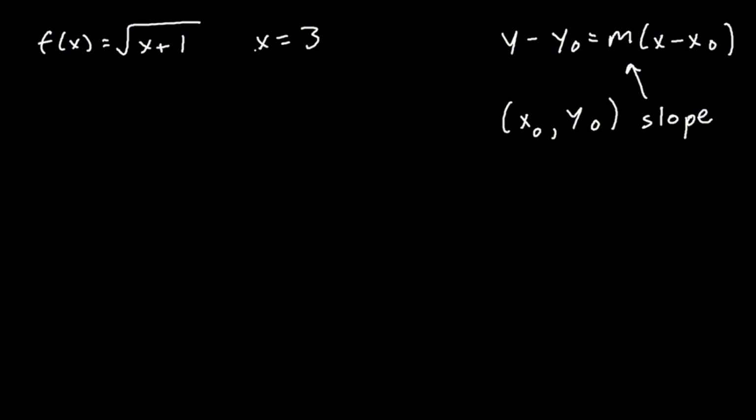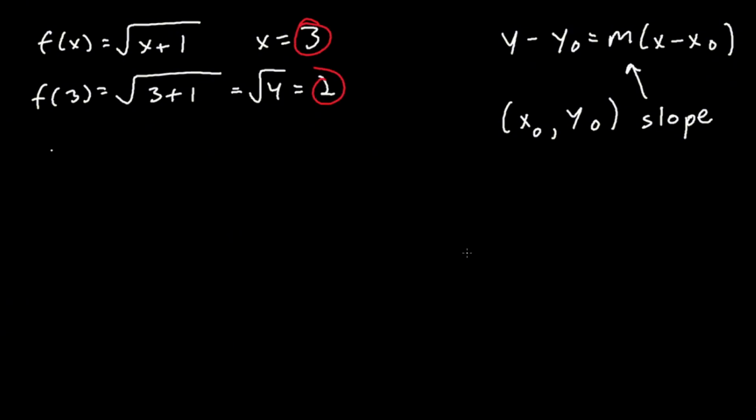So a point on the tangent line is just the point that intersects with your graph. So all we need to do is plug in 4, 3 into your function. So 3 plus 1 is equal to the square root of 4, which is equal to 2. So that means your y value for your function is 2. So a point on your graph, a point on your tangent line is 2, 3.